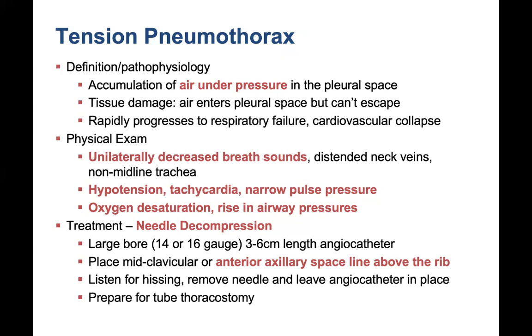So you'll take a large bore, 14 or 16 gauge. You want a longer catheter, so a 3 to 6 centimeter length angiocath. You can do this midclavicular or anterior axillary space above the rib. It used to be recommended midclavicular, but now ATLS has actually recommended the anterior axillary space. Remember, you want to go above the rib because the neurovascular bundle is below, and you want to listen for that hissing, because it just makes you feel better when you do your needle decompression and you hear this huge hiss or release of air. You know that you had the right diagnosis. You'll remove the needle and leave the angiocatheter in place until the chest tube can be placed, which should be placed immediately following.